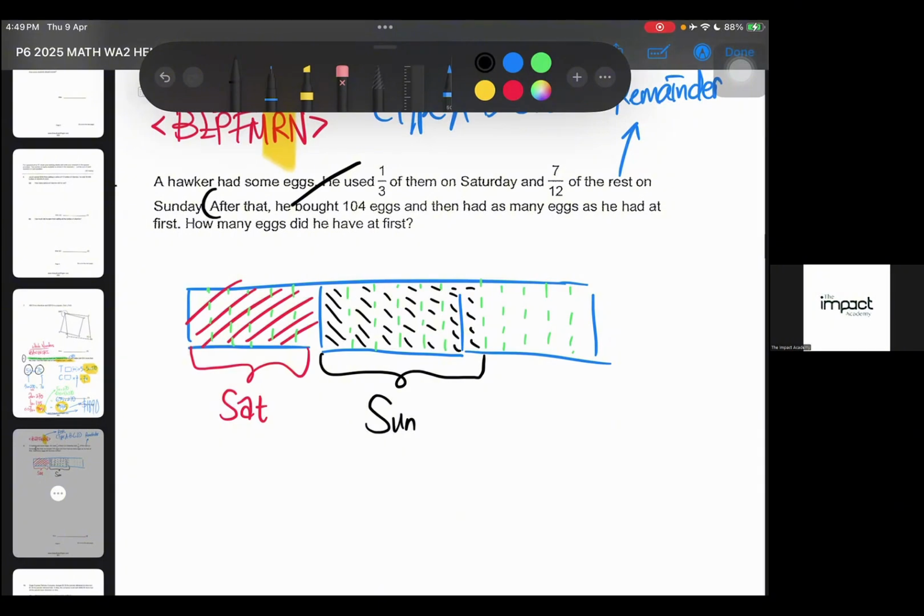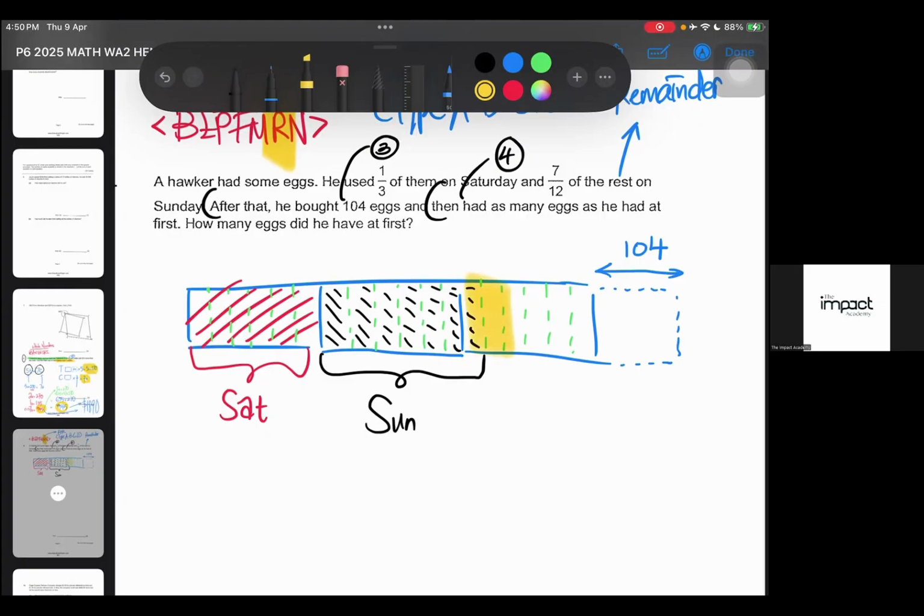After Sunday, he bought, so this is sentence number 3, after Sunday, he bought 104 eggs. He decided to buy some more, so whatever that is over here is 104. And after he bought this, what happened? Sentence number 4, he had as many eggs as he had at first.